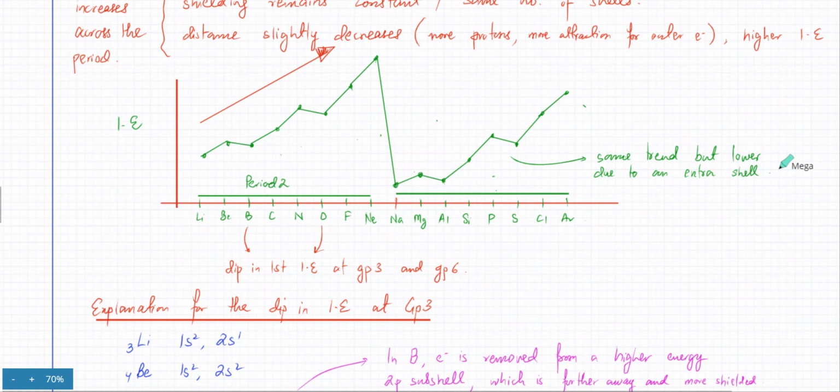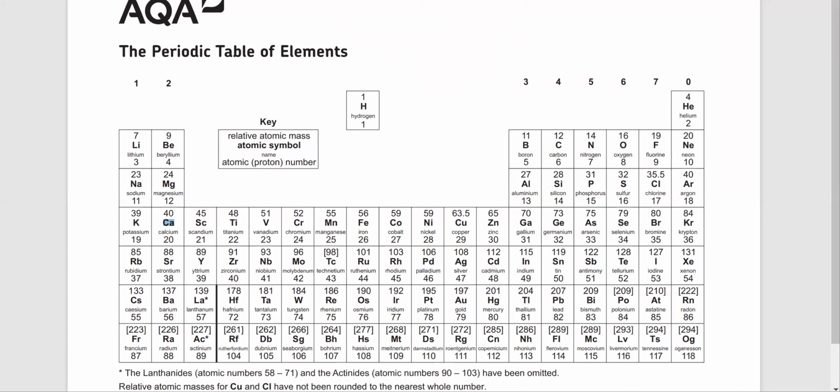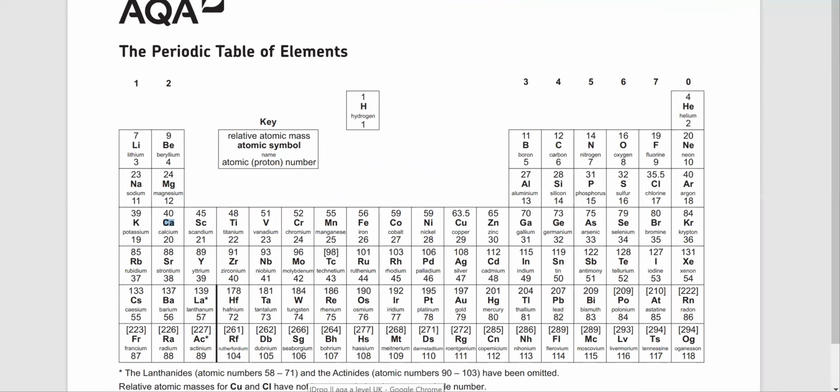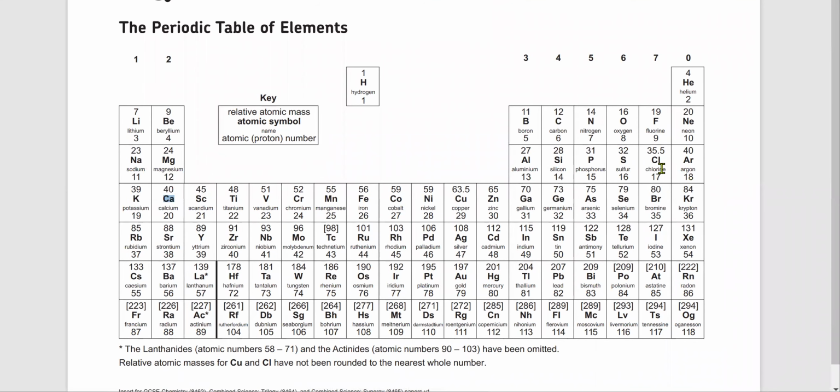So if you look at the question again, these three elements. First thing is you need to have a periodic table with you. Bromine is here, right? I can see bromine in period 4. Krypton is also there. So these two are going to have much higher ionization energies compared to calcium, right? Because calcium is in group 2.